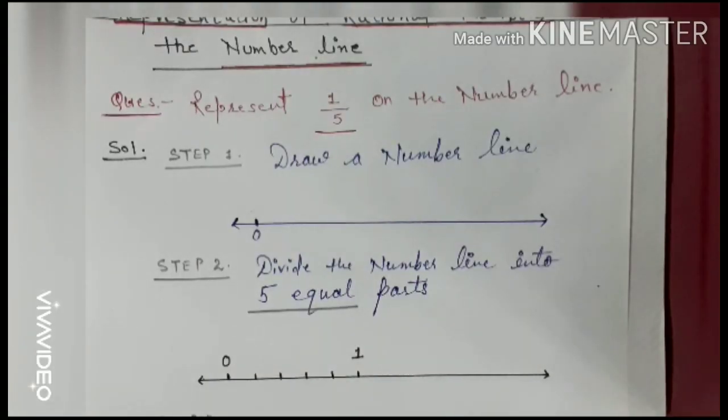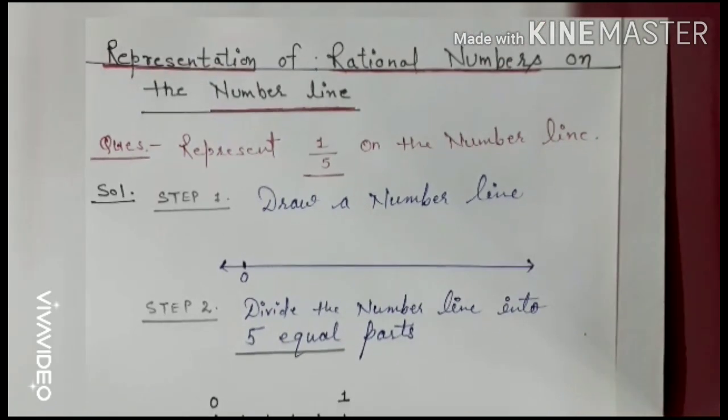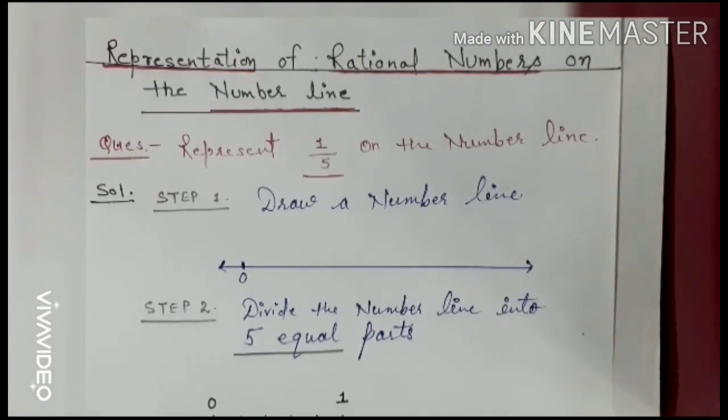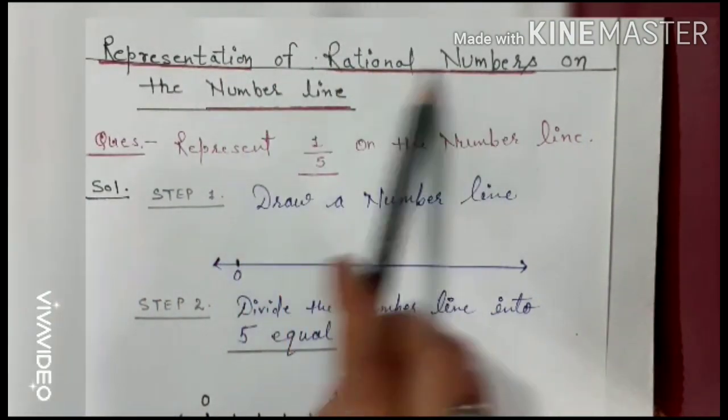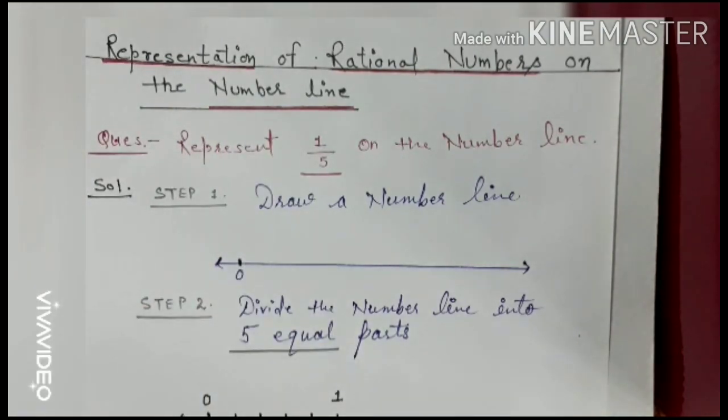Now today's topic is representation of rational numbers on the number line. In earlier classes you learned how to represent whole numbers, natural numbers and integers on the number line. So in this class the topic is representation of rational numbers. Here we have taken a question, and with the help of this question we will learn how to represent a rational number.